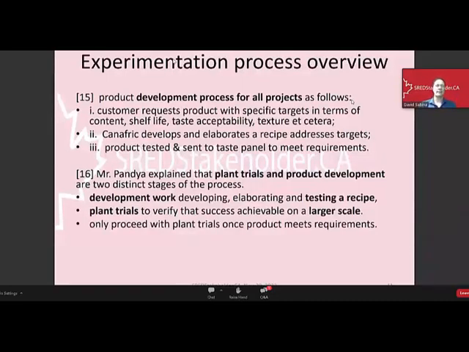We're not told specifically what was done on a project by project basis, but within the case we were provided an overview of the development process for every product: the customer provides a request with specific targets. So they would talk about shelf life, taste, acceptability, texture, things like that, ideally quantifiable. The company would then try to develop it, experiment with different recipes, and then test it via a test panel to see if it met the requirements.